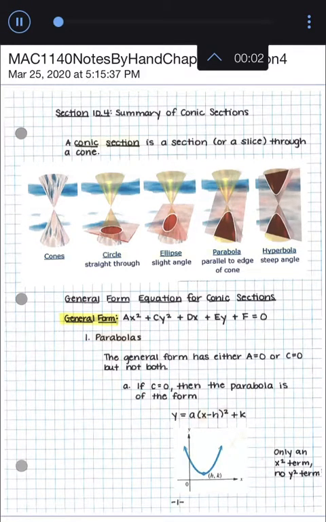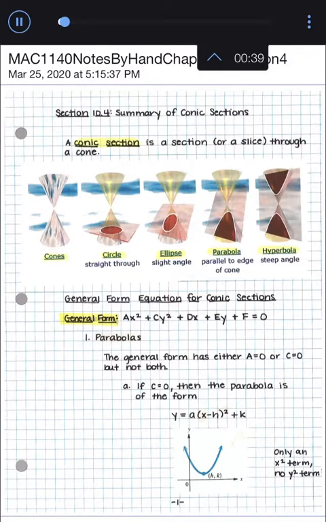In section 10.4, we're going to look at conic sections, which is a very vague, broad term. When we talk about conic sections, we are using this as a vague term to talk about a slice through basically a cone and the different shapes it makes. So we're going to be looking at circles, ellipses, parabolas, and hyperbolas. How do we know the difference between all of these when we're looking at equations for graphs? Because they look very similar.